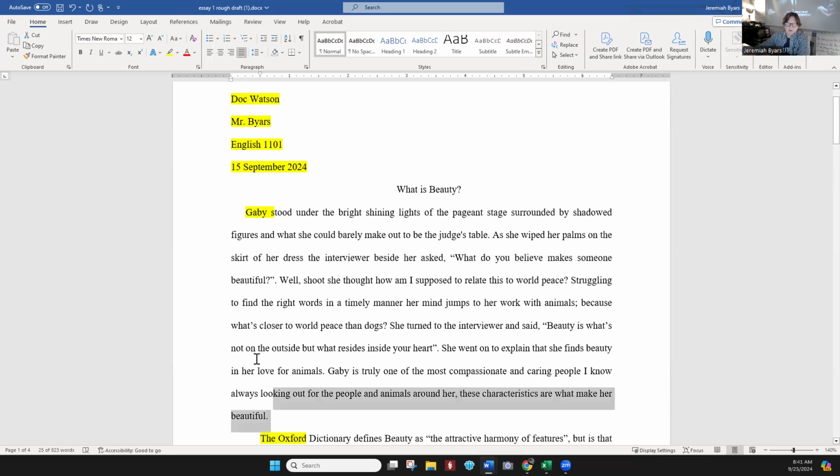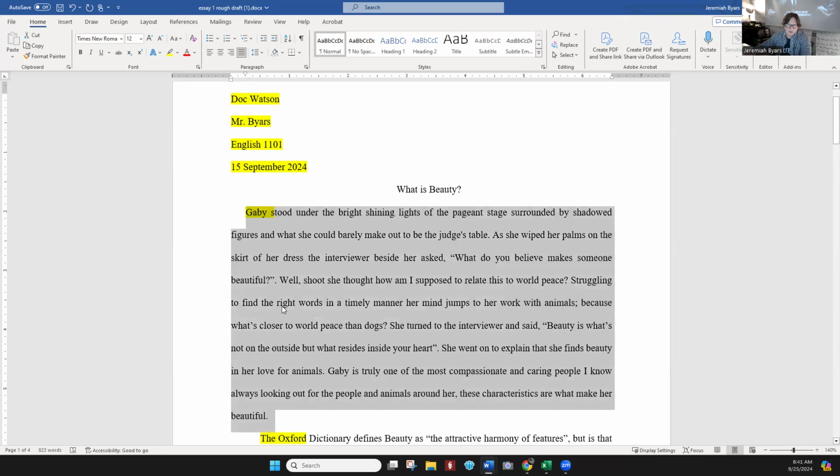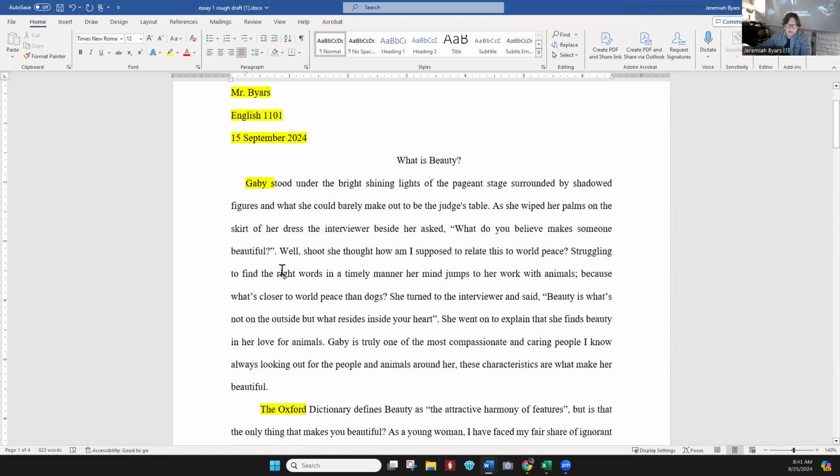First paragraph should be about you. It should be your narrative. "Gabby stood under the bright shining lights as she wiped her palms on the skirt of her dress. Interviewed beside her asked," okay, I mean, this is still a narrative. It doesn't have to be about the writer, Doc Watson. So sure, but this is a grammatical error. We don't end a sentence with a question mark and then have a period after it. That's wrong. Okay.